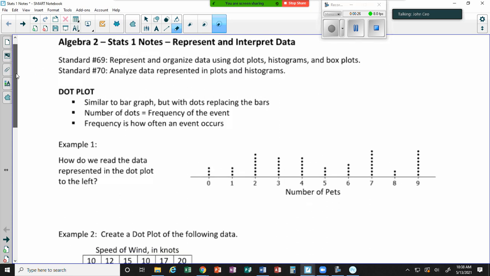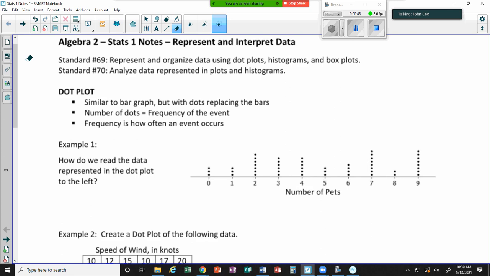A dot plot is similar to a bar graph. But instead of having a bar where you have to look over and try to figure out how high the bar goes, you just count the number of dots. The number of dots represents the frequency of the event. Frequency is how often an event occurs.